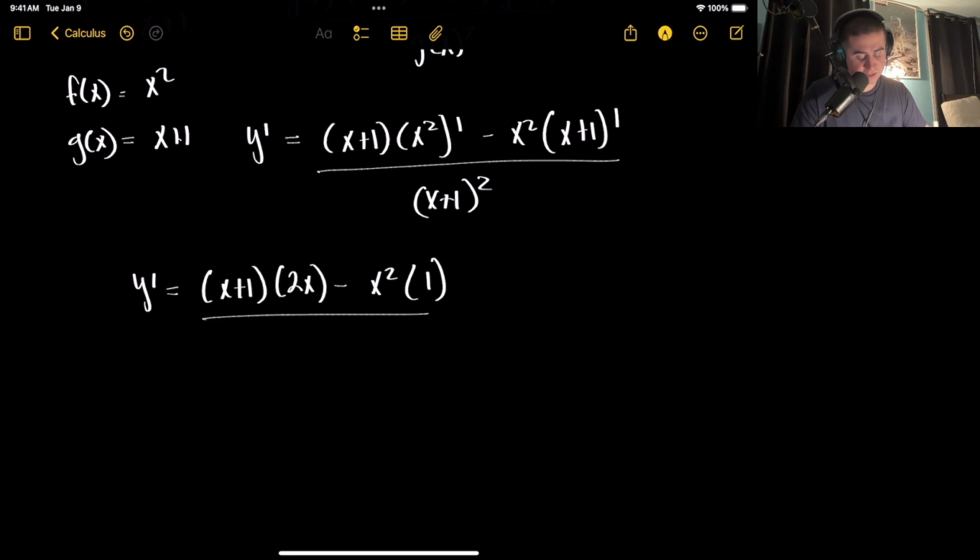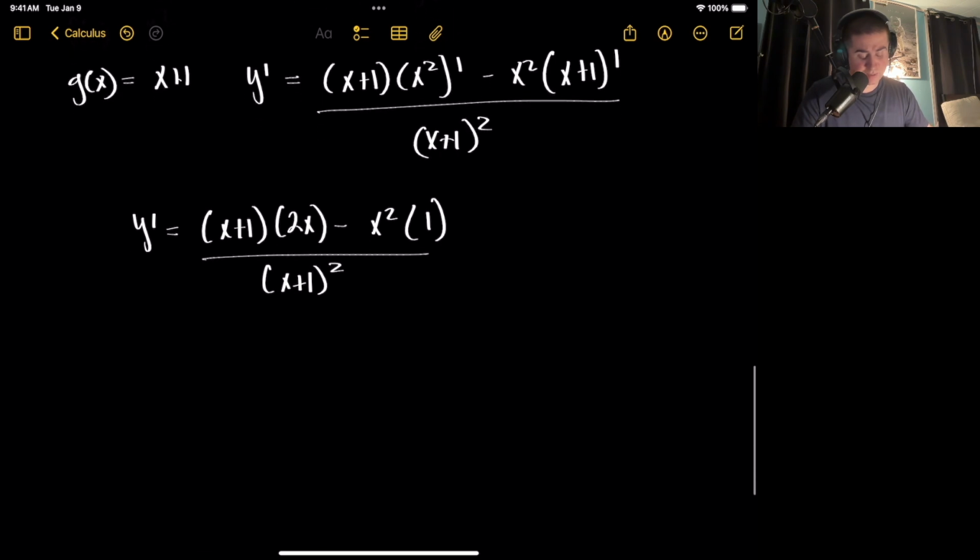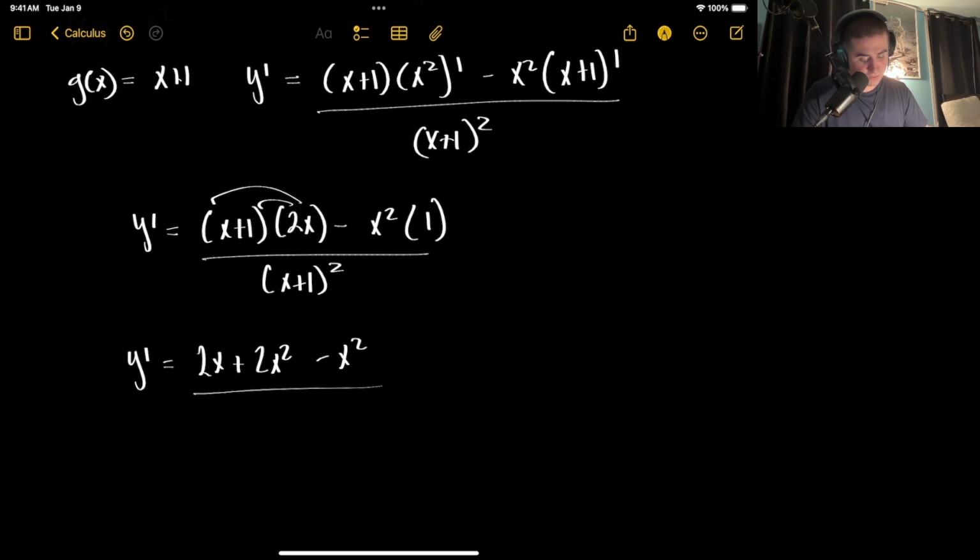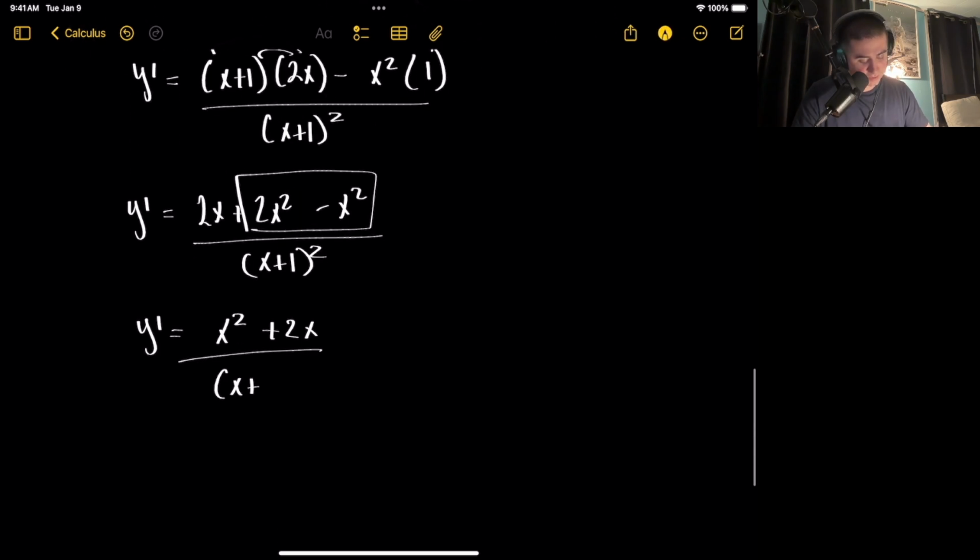So we're multiplying just x squared times 1, and we have (x plus 1) squared at the denominator. So now we have y prime is equal to, we'll distribute this 2x to both the terms inside the parentheses here on the left. So we're going to have 2x plus 2x squared minus x squared over (x plus 1) squared. Our y prime is then equal to, we can combine the like terms here. This is just going to be x squared plus 2x over (x plus 1) squared.